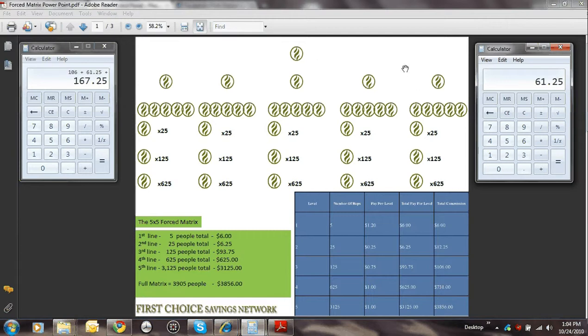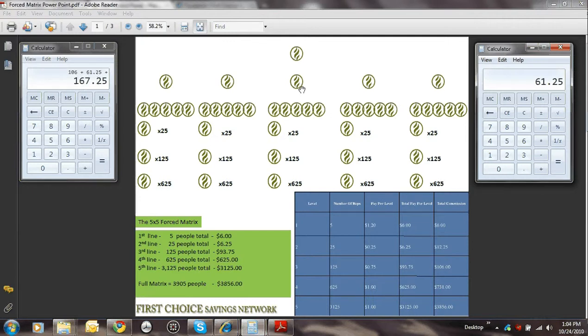So what is that going to mean? Well, basically what that means is, you see the 106 here? That is because there's 3 levels full. So go to your third line here, $106 total. Now for the third line, you're making $93.75, but when you add up the first line and the second line, so the $6 and then $12.25, and then the third line, which is 106, that's where that 106 goes.